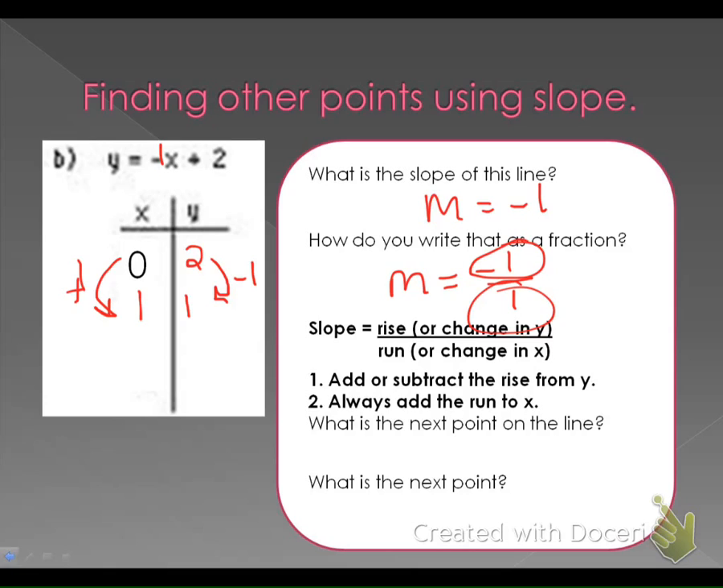To find the next point, you would follow the same pattern. The change in y is negative 1, that top number. 1 minus 1 is 0. Over change in x's of positive 1. 1 plus 1 is 2. And you can continue to follow the same pattern to find many points on your graph, which is a little bit easier than plugging it and solving it every single time. You just follow the same pattern if you know your slope.